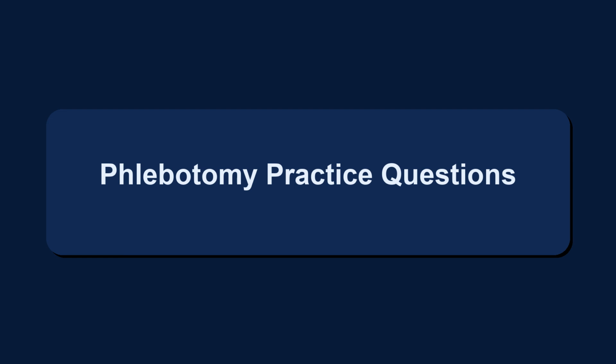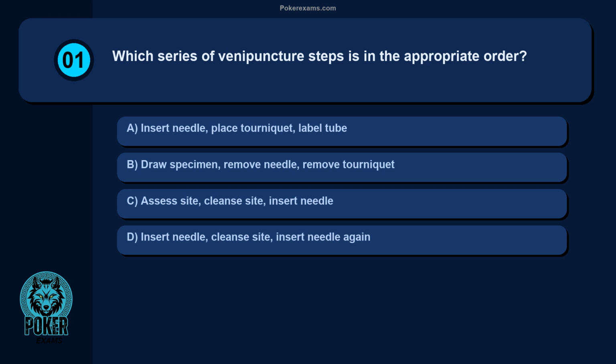Phlebotomy practice questions. Question 1. Which series of venipuncture steps is in the appropriate order? Insert needle, place tourniquet, label tube. Draw specimen, remove needle, remove tourniquet. Assess site, cleanse site, insert needle. Insert needle, cleanse site, insert needle again.